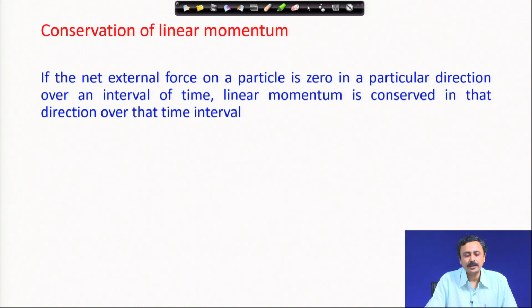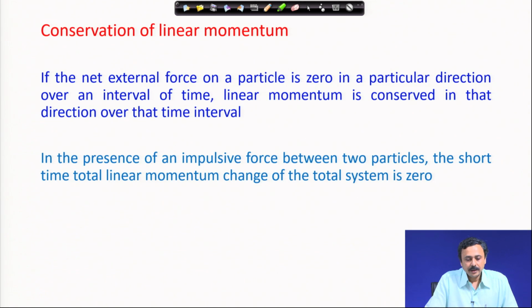the net external force on the particle is 0. In the presence of an impulsive force between two particles, the short time total linear momentum change of the total system is 0. This we have just now discussed.